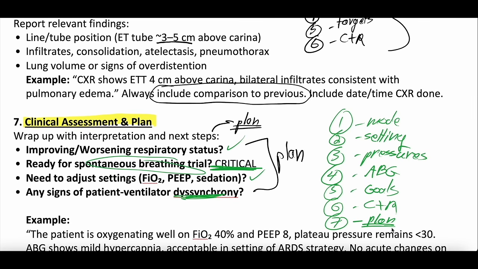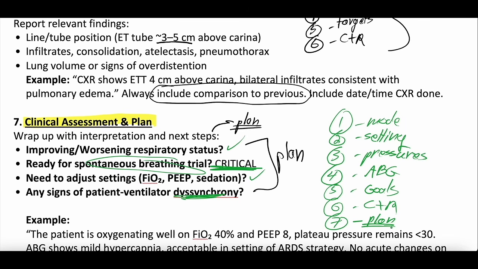So patient X is on AC/VC 18, 450, 40%, and 8 with an I to E of 1 to 3. Peak pressures are 30 to 40, plateau of 28 with a driving pressure of 14. Most recent ABG from 1 hour ago, 7.34, 48, and 68. We are achieving our goals of SpO2 greater than 90%. Most recent chest x-ray was from 3 hours ago. Endotracheal tube was 3 centimeters above the carina. There was improving bilateral infiltrates as compared to the chest x-ray yesterday.